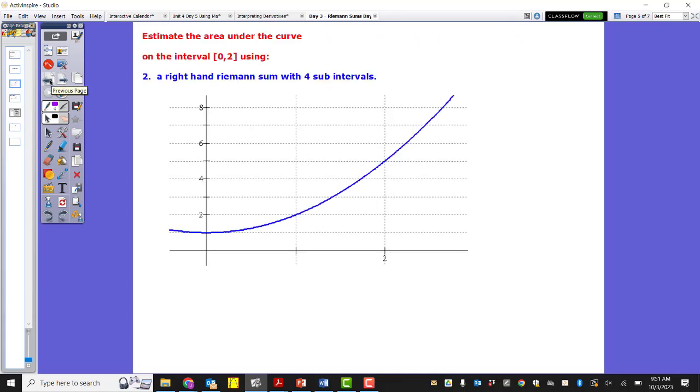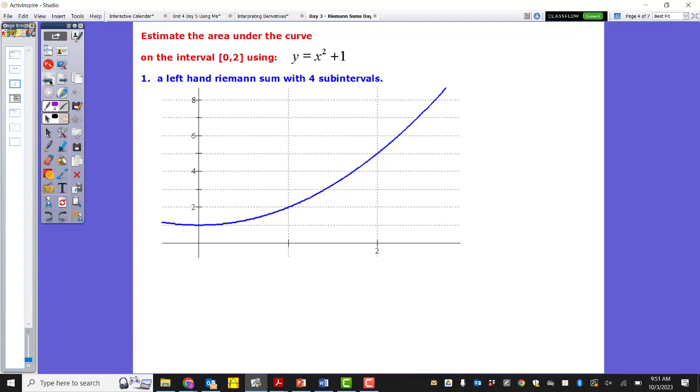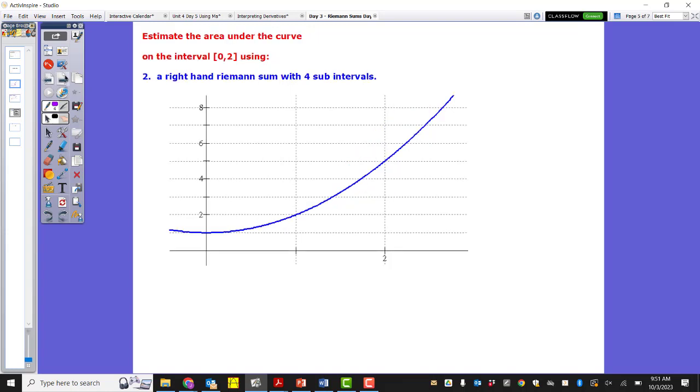Okay, we'll come back to that one in a second. Let's go back to here. All right, so we did the left hand. Let's do the right hand for this one. So we want to estimate the area under the curve with a right-hand Riemann sum with 4 subintervals.